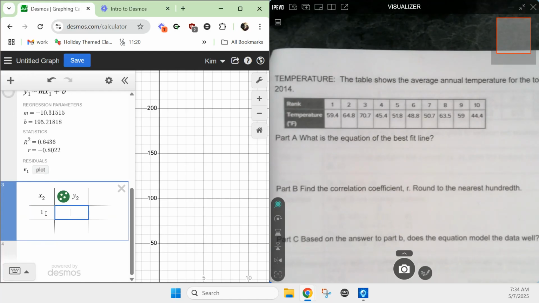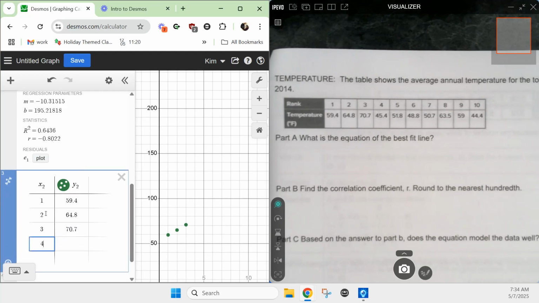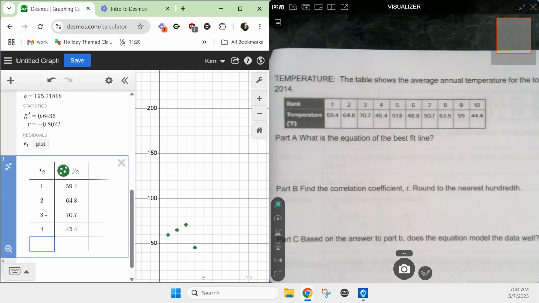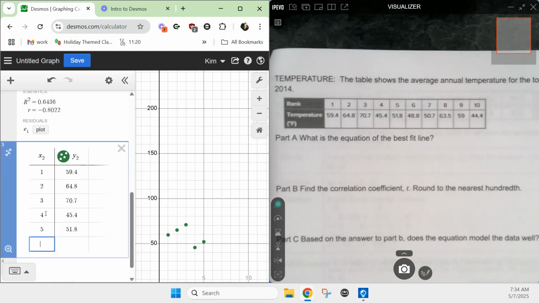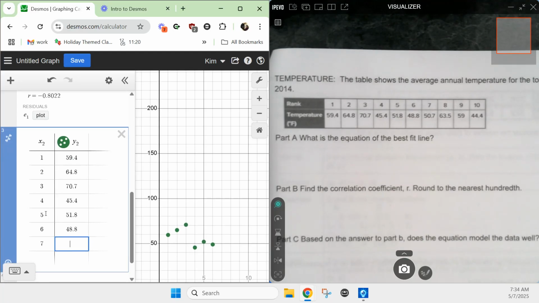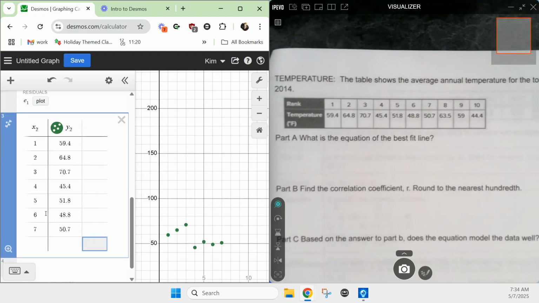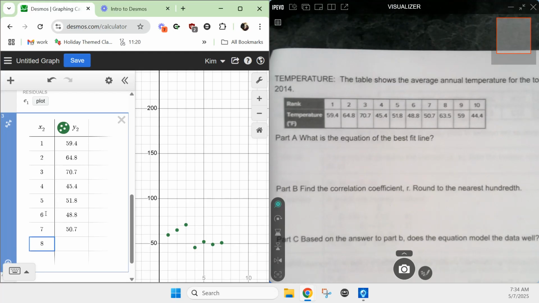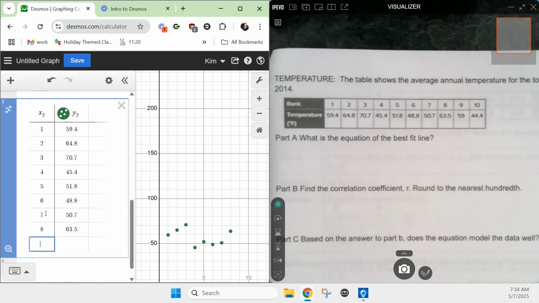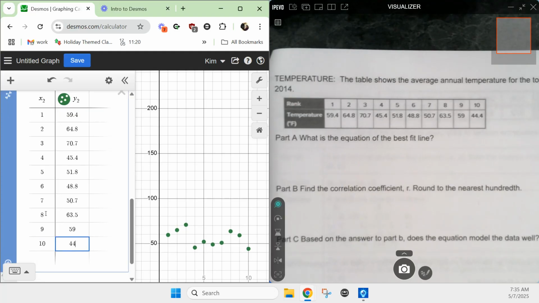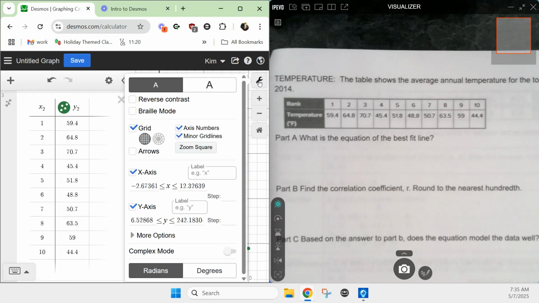So I'm going to come here and I'm going to plug in those points. So 1, 59.4, 2, 64.8, 3, 70.7, 4, 45.4, 5, 51.8, 6, 48.8, 7, 50.7, 8, 63.5, 9, 59, 10, 44.4. Okay, and again, I'm going to change the x-axis.